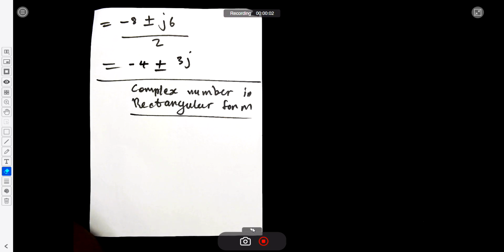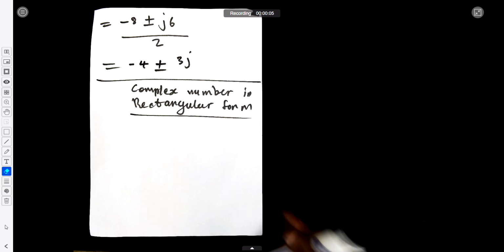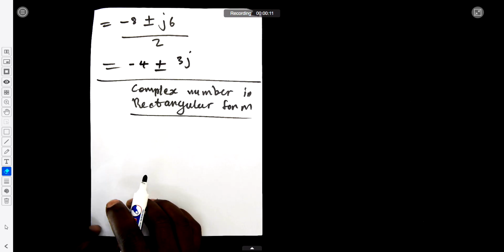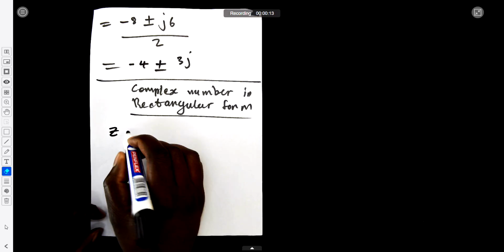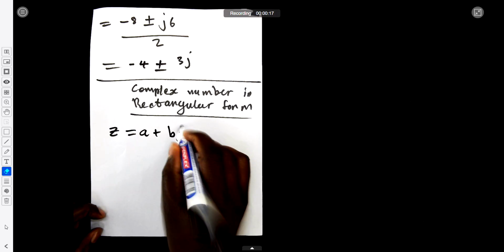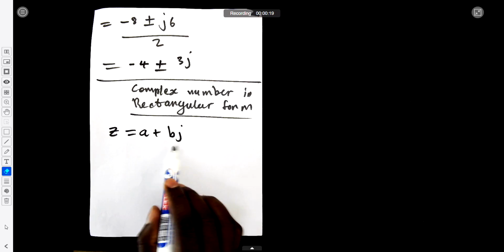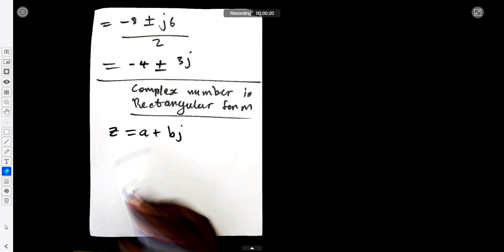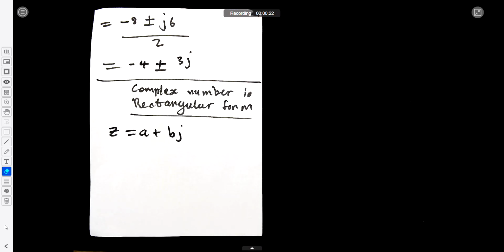Expression of a complex number in rectangular form. In rectangular form, we'll have z equals a plus bj. Sometimes this can be rearranged to have j times b, but we'll have a number there.